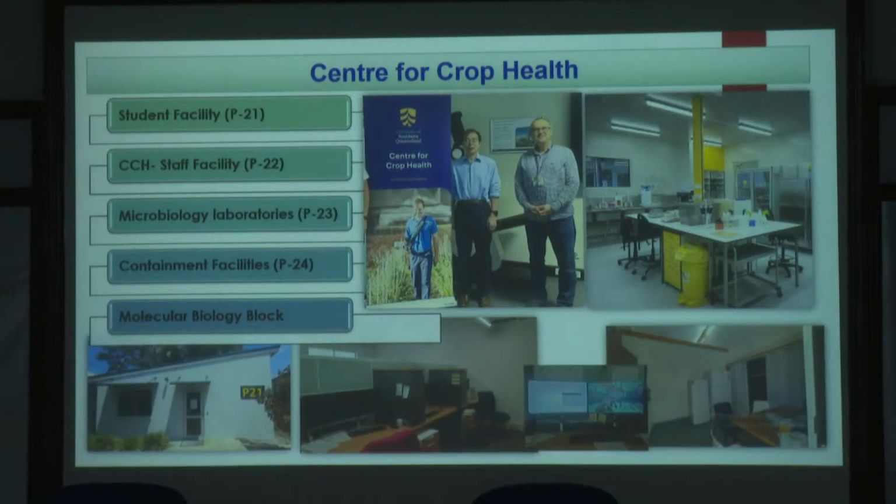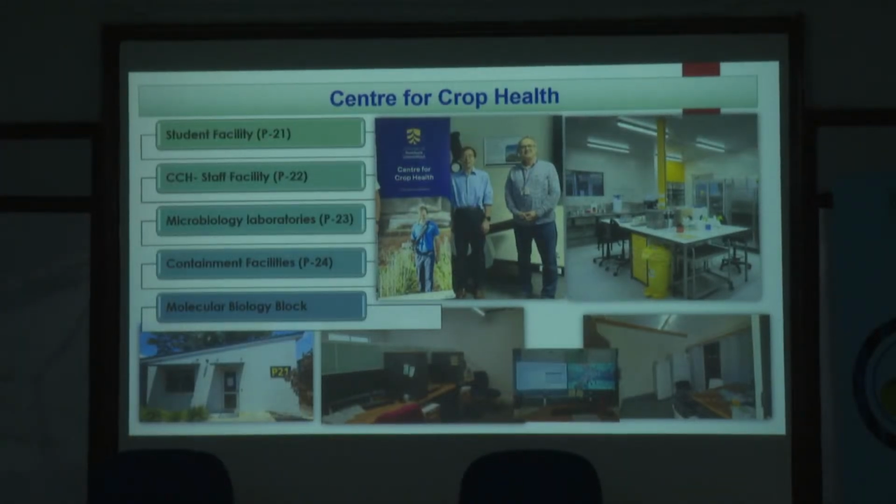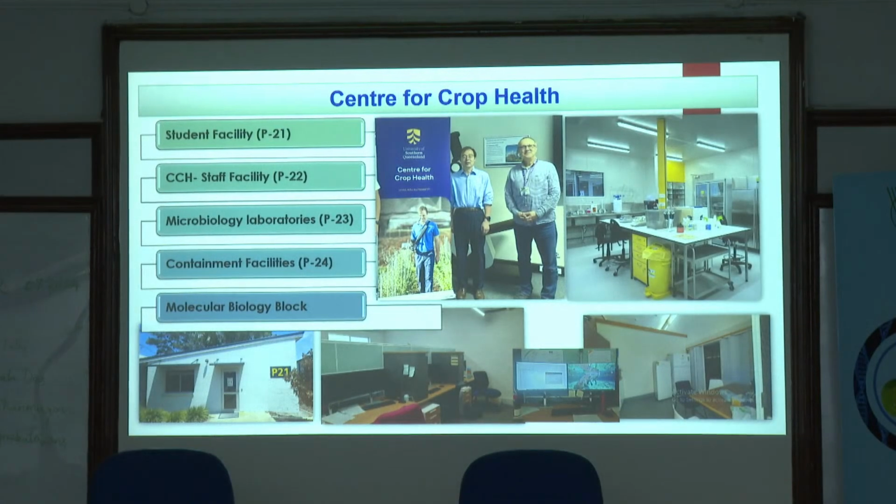The Center for Crop Health is divided into different blocks: student facility and staff facility, which are separate, different laboratories like microbiology laboratories, different containment facilities, glass houses, greenhouses, different types of incubation BODs, and a molecular biology block. The interesting concept I observed in this university was that every block was distinguished separately. It was not connected at all. If you want to access any block, you have to go separately; you can't go from inside.